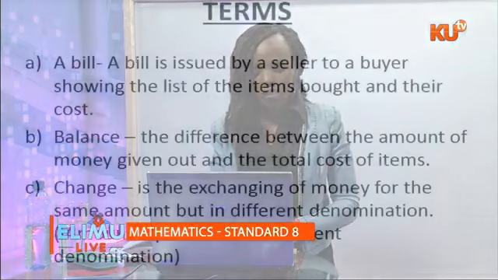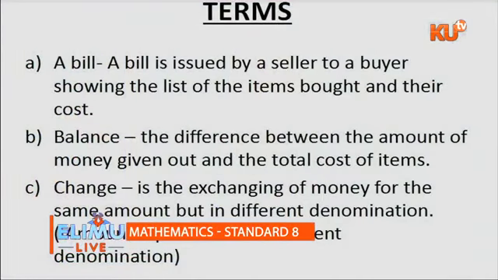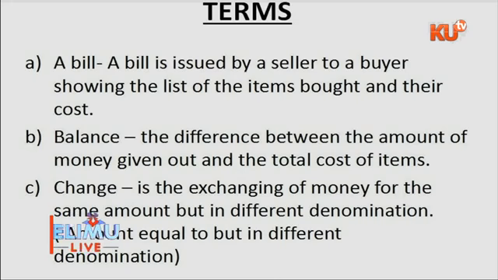Then we have another term, which is balance. Balance is the difference between the amount of money given out and the total cost of the items. For example, when you buy something, let's say that whatever you have bought cost 20 shillings and you have given out 10 shillings. So the seller is going to give you back 10 shillings. The 10 shillings that you're going to receive, that is what we call the balance. It is the difference between the amount of money given out and the total cost of the items.